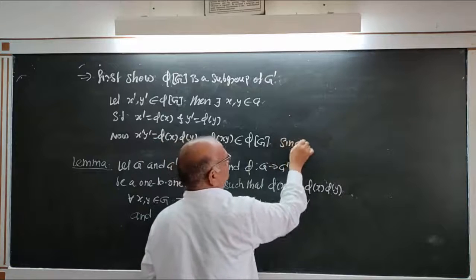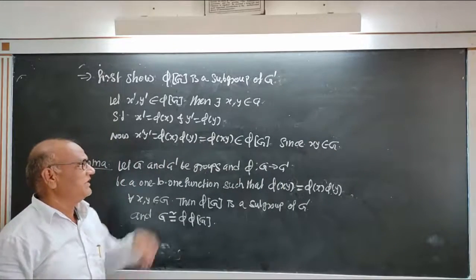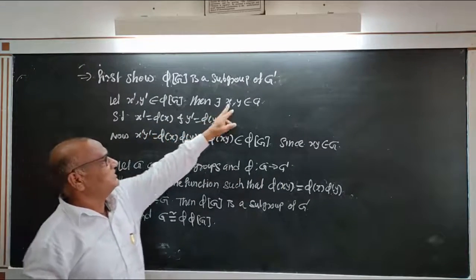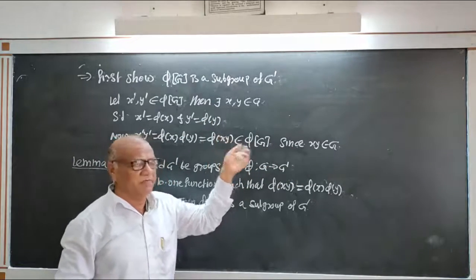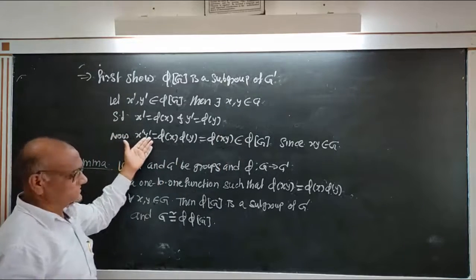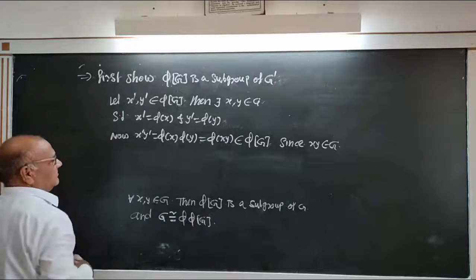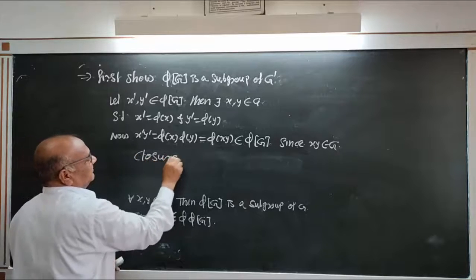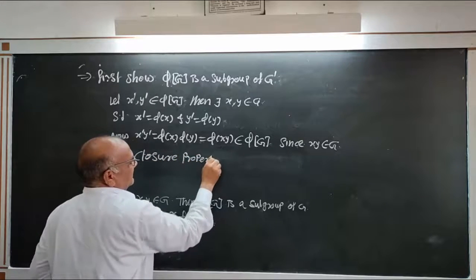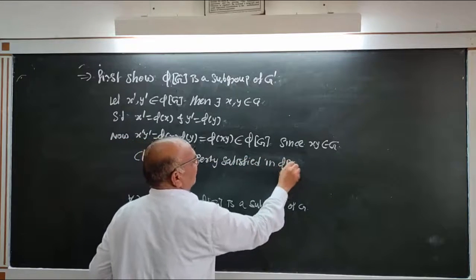Since x, y belong to G and G is a group, xy belongs to G, and therefore phi of xy belongs to phi of G. That means x dash y dash belongs to phi of G, so phi of G is closed under multiplication. The closure property is satisfied in phi of G.